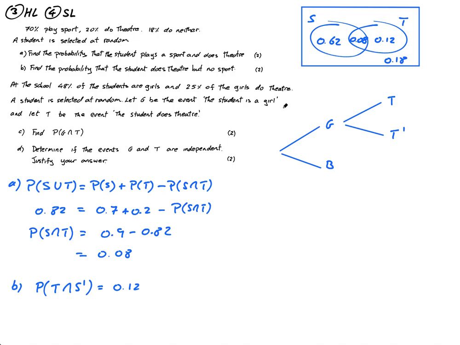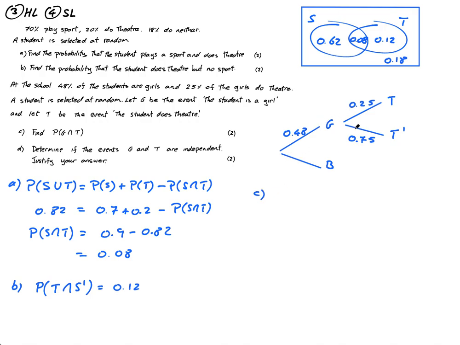The probability that the student is a girl is 0.48. Of the girls, 25% of the girls do theatre. So that's 0.25. So of the girls that don't do theatre, this has to be 0.75.